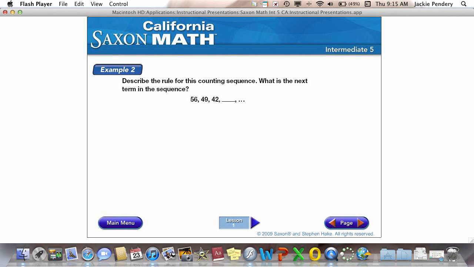So now I want you to skip 2 lines in your book, and I want you to then write example 2. And we're going to go ahead and copy down the problem. 56, 49, 42, and a blank. And example 2 says, describe the rule for this counting sequence. What is the next term in the sequence?